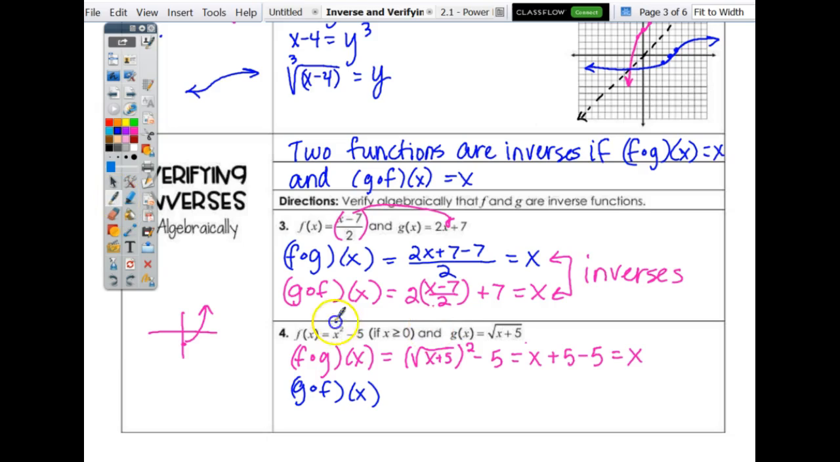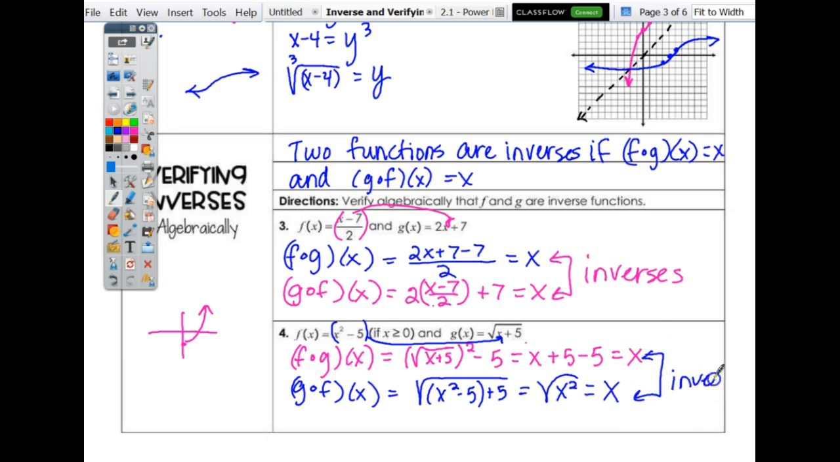So this time I'm going to put parentheses and drop this in for x. So what happens with the plus 5 and minus 5? They cancel, and that leaves me with the square root of x squared, which is x. So these are inverses. So are we okay so far?